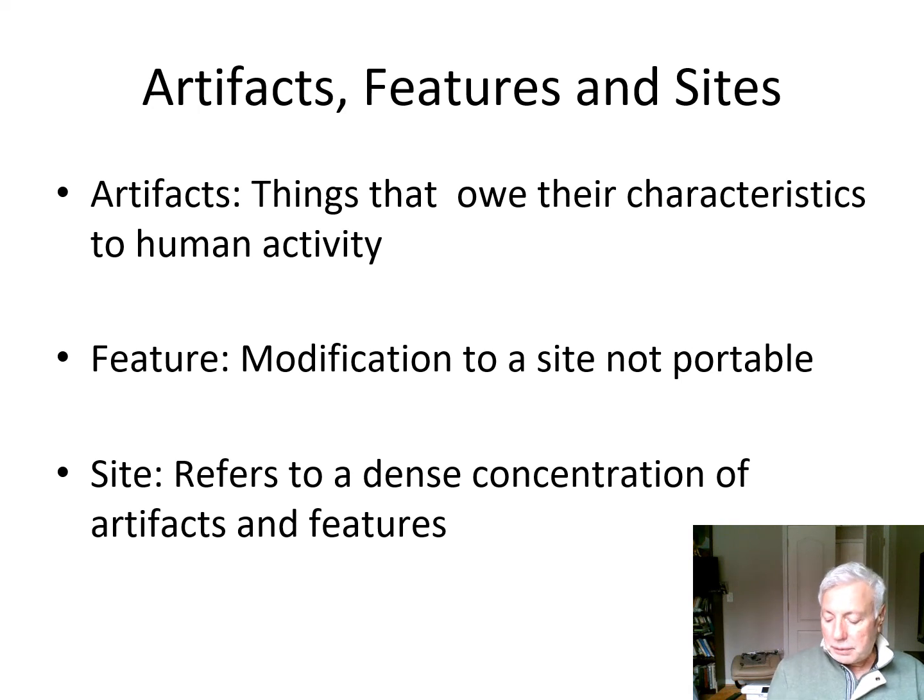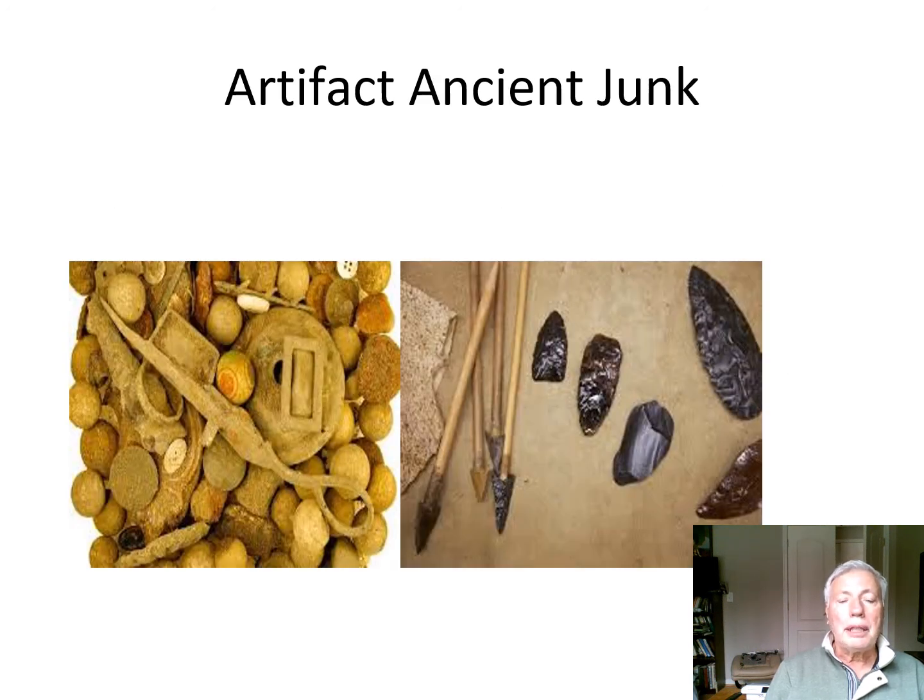A feature is something that is not portable, and a site is a concentration of both artifacts and features. So you can see ancient junk. So at the time, these arrowheads were considered just ordinary materials of the day. And you could see also images here of other things that people had fashioned, but they're not necessarily the most important thing in their life. So junk of that day is now archaeological and museum worthy material.